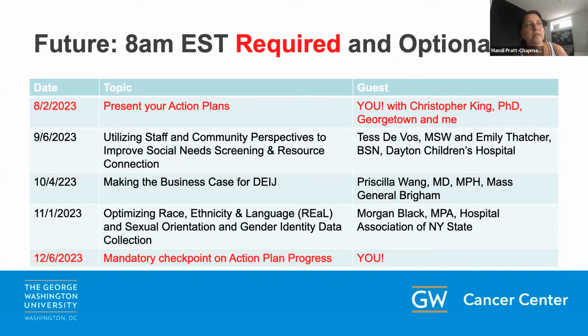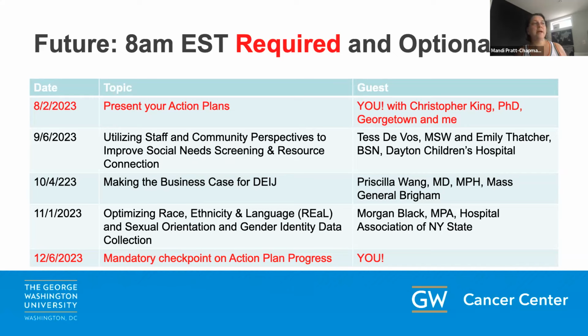And then what I decided to do, because I had such amazing speakers that I saw at this health equity meeting, I've invited 4 speakers to present to you at some of these optional touch points. Tess DeVos and Emily Thatcher from Dayton Children's is going to talk about utilizing staff and community perspectives to improve social needs screening and resource connection in September. Dr. Wang from Mass General Brigham had a wonderful presentation that could be a powerful tool for you on making the business case for diversity, equity, inclusion, justice. I kind of hate that we have to do that, but we work in businesses, so it's helpful to be able to have some of that language.